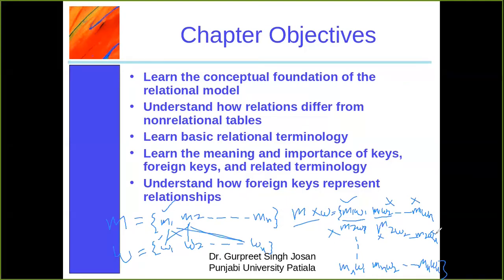So if we put the constraint that M cross W is a set which represents the relationship of marriage, then most of the combinations will be removed and only a few will be valid combinations. So what we are left with is basically a subset of this cross product, called a subset of M cross W. It is written as: R, the relation, is a subset of M cross W. Got my point? Is it understood up to here?